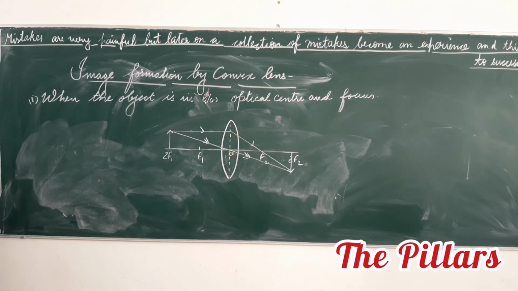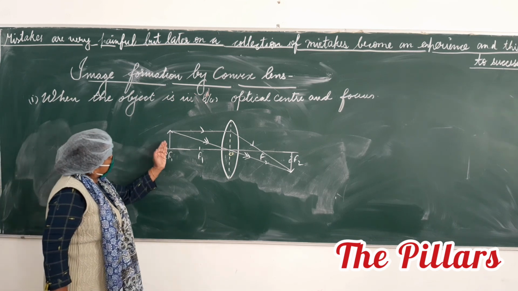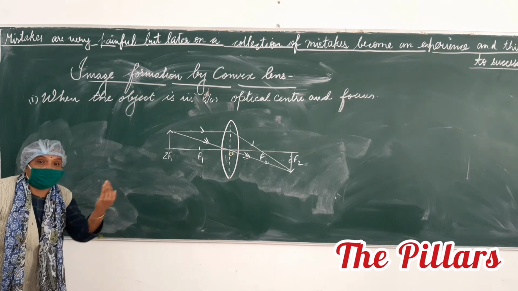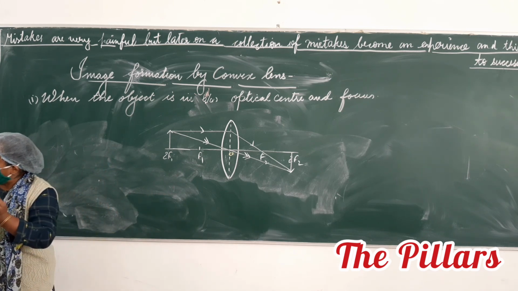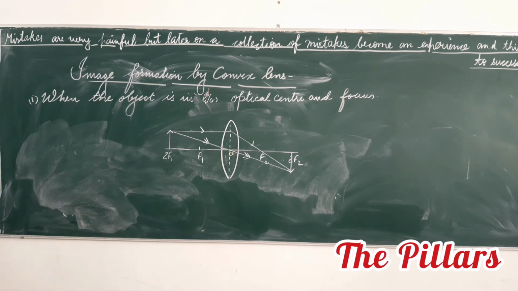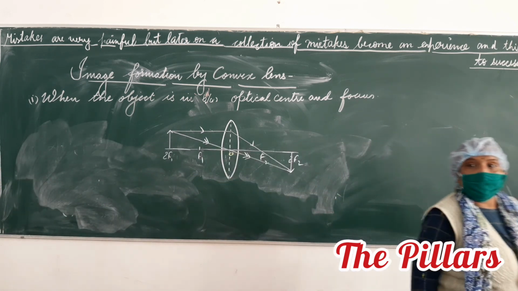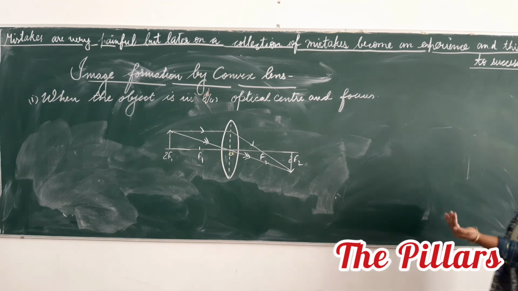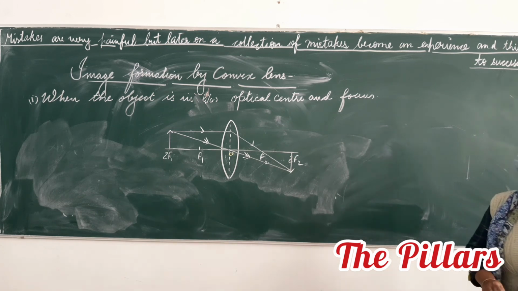Okay. Next case, beyond 2F1. The image will form between F2 and 2F2, because it is coming closer, isn't it? This case also you have drawn, beyond 2F1. Will it come to infinity now? No. It will come closer to the lens, between F2 and 2F2.